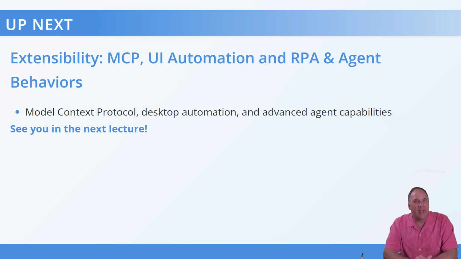Now you understand how to ground agents in real data. Next, we go deeper on extensibility. We'll cover Model Context Protocol for secure tool access, UI automation and RPA for legacy systems automation, and agent behaviors for enhanced reasoning and voice mode.